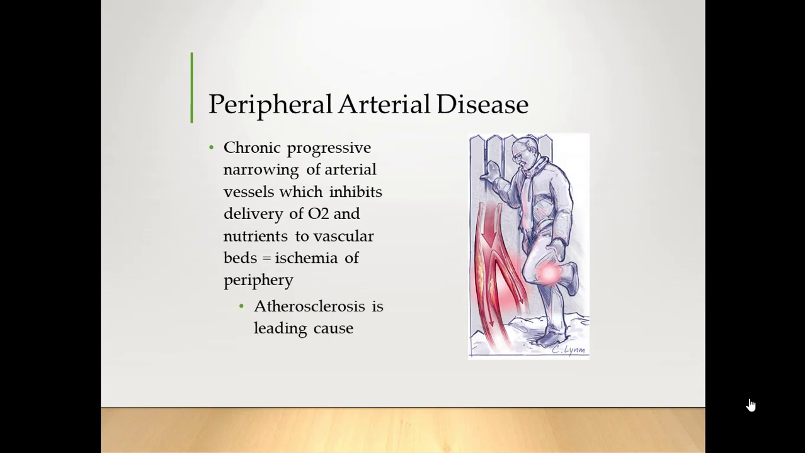Peripheral artery disease is the chronic progressive narrowing of the arteries. So eventually it will affect how much oxygen and nutrients are delivered to the body. And when there's not enough oxygen, not enough nutrients, not enough sugar, there's going to be ischemia of these areas. Generally, the biggest cause is atherosclerosis.